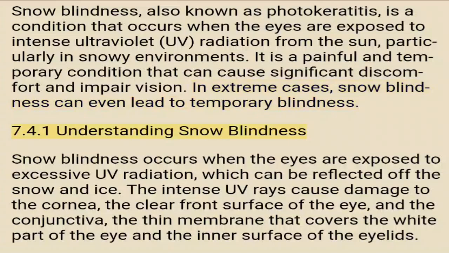7.4.1 Understanding snow blindness. Snow blindness occurs when the eyes are exposed to excessive UV radiation, which can be reflected off the snow and ice. The intense UV rays cause damage to the cornea, the clear front surface of the eye, and the conjunctiva, the thin membrane that covers the white part of the eye and the inner surface of the eyelids.